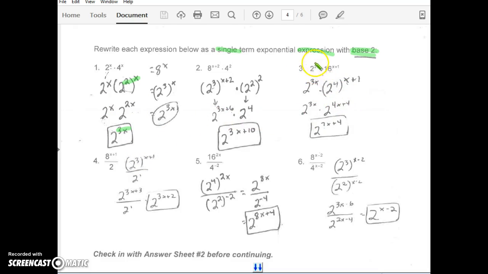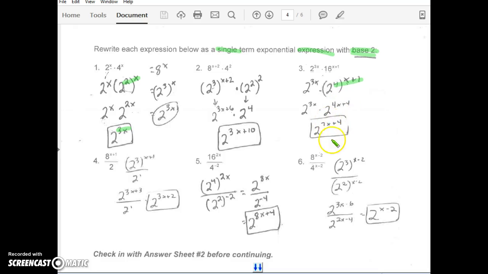Similarly, down here in number 3, 2 to the 3x, and we have 2 to the 4 to the x plus 1. Again, 16 is 2 to the 4th power. We multiply these exponents by distributing the 4, giving us 4x plus 4. Now that it's just a straight multiplication problem, the exponents are added. 3x plus 4x plus 4 gives me 7x plus 4.